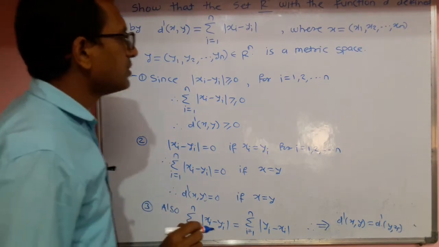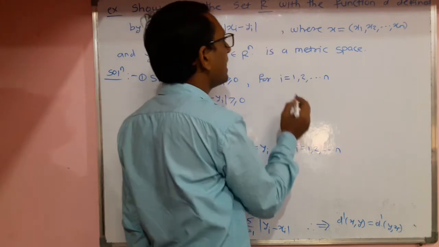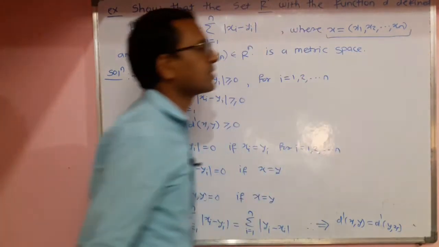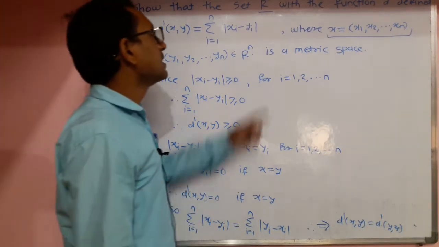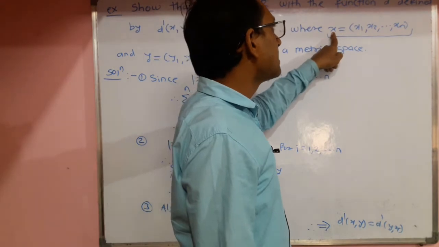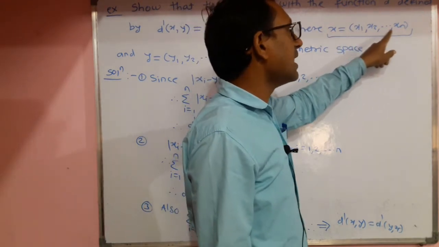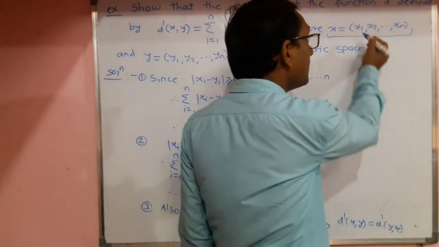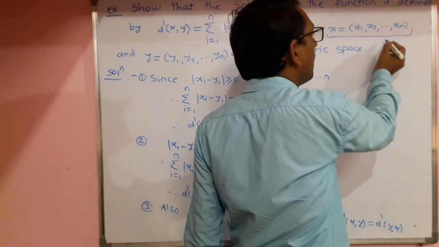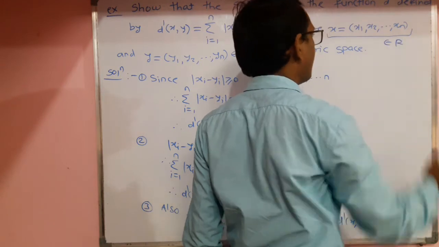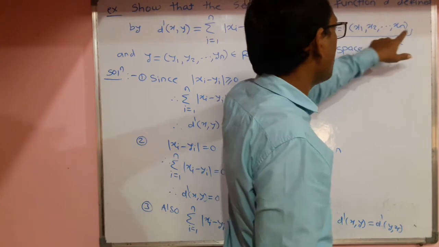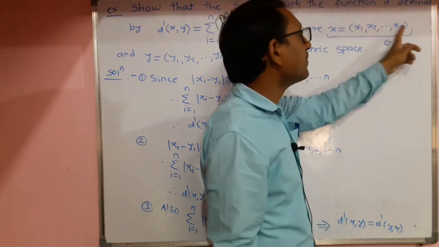We already know that the elements of the set R raised to n are ordered n-tuples. Ordered n-tuples means each element of this set is of the form x equal to (x1, x2, ..., xn), where each of x1, x2, ..., xn belongs to R. So R raised to n contains elements of this form, and in every one every component is a real number.